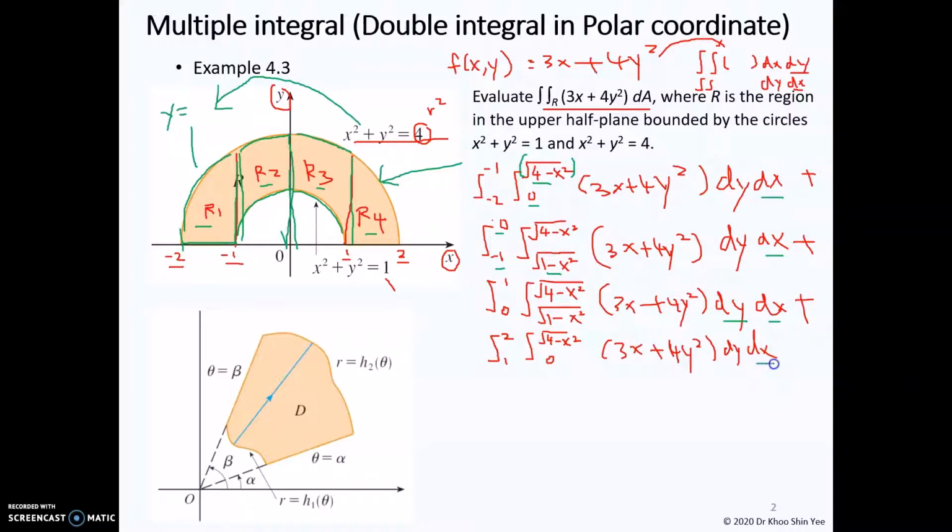Lastly, you take the x limit to be constant from 1 to 2, which is here. Then your y limit is from 0 to square root 4 minus x squared, which is these two curves. So if you compute the summation of all of these double integral, then you can obtain the volume within this region.